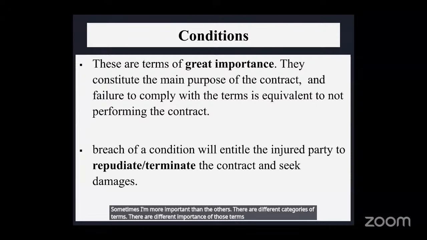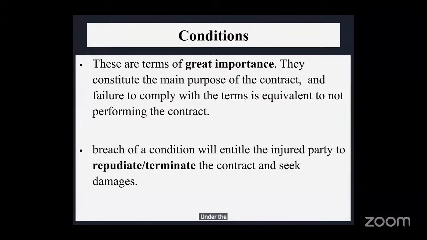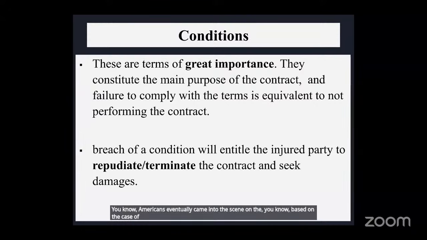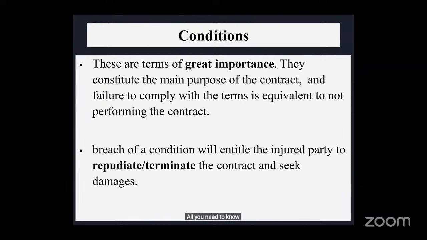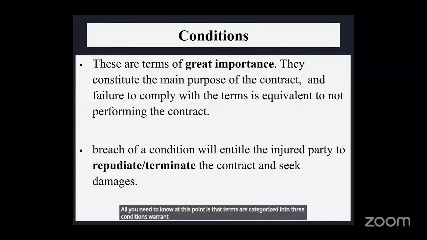Under the Sale of Goods Act, terms are basically categorized into conditions and warranties. Innominate terms eventually came into the scene based on the case of Hong Kong Fir Shipping Company. But it's not important for you to know the case. All you need to know at this point is that terms are categorized into three: conditions, warranties, and intermediate or innominate terms. So what are conditions?